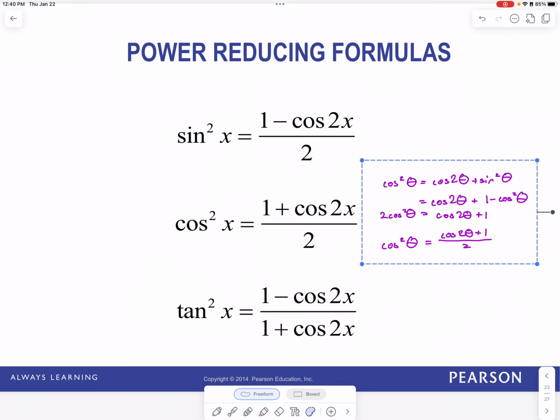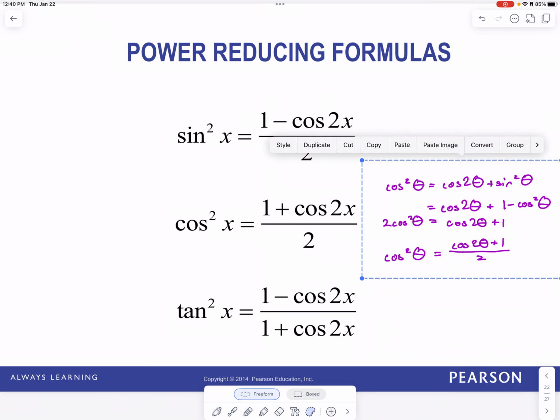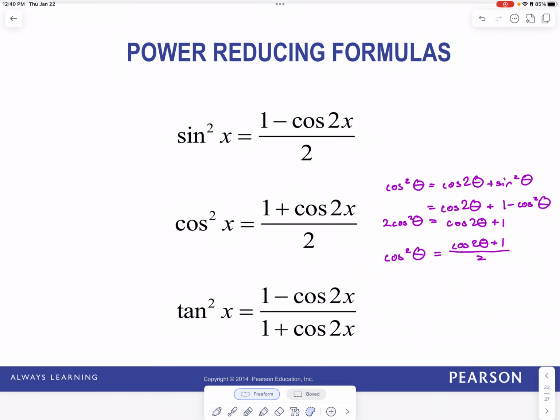And so the same way we just did this for cosine squared, we derived the power reducing formula for cosine squared. I'm sure it's something similar for sine and tan. Okay, that's fine. That's why I was pausing. I was like, wait a minute, I think we can do this derivation. So I was just doing it on the fly. Okay.